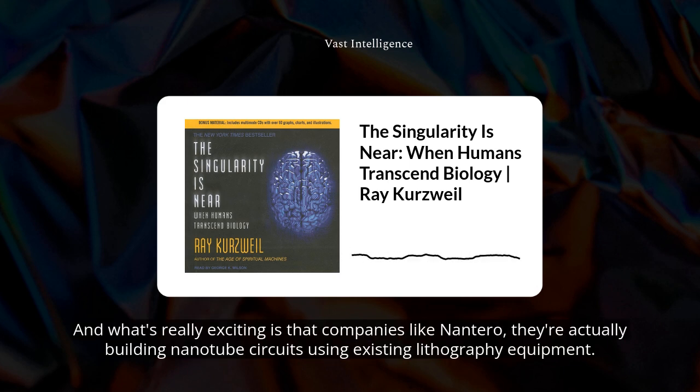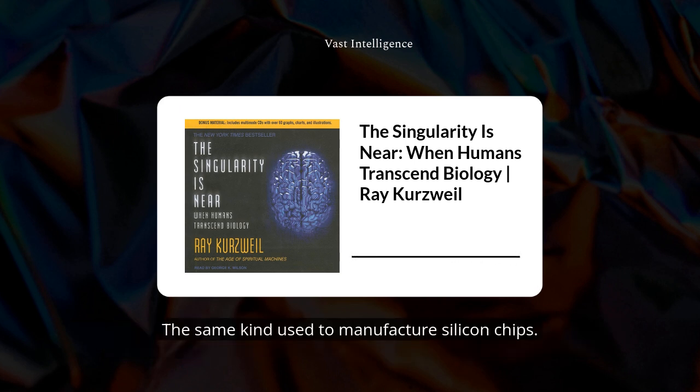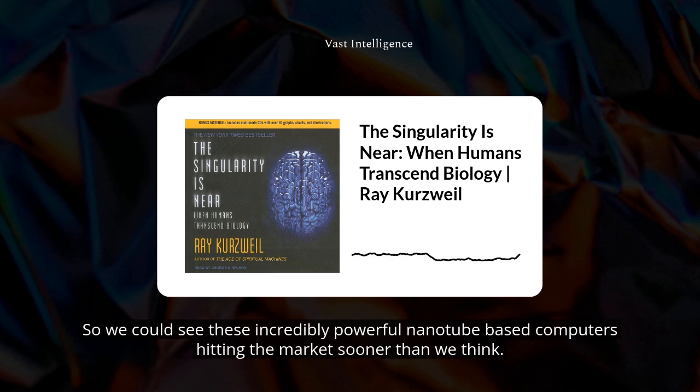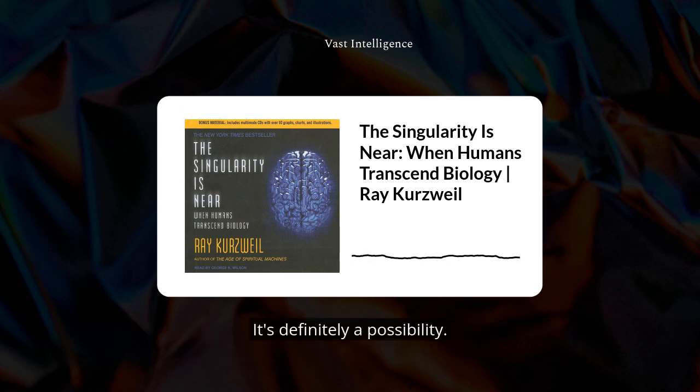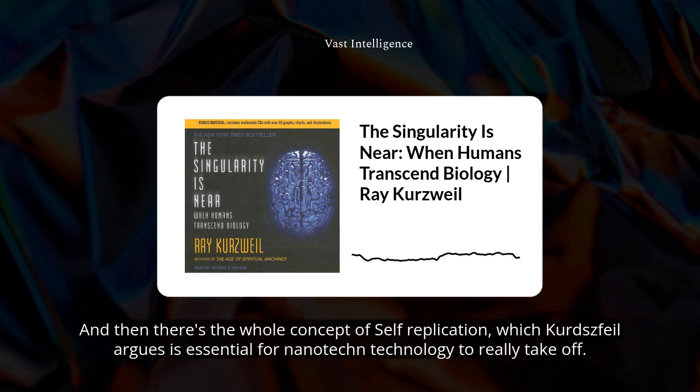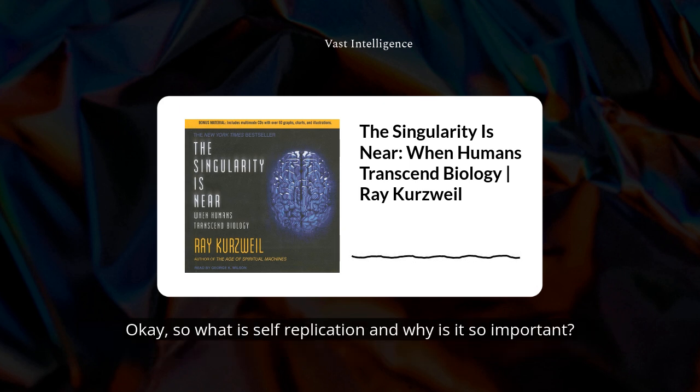That's right. And what's really exciting is that companies like Nantero are actually building nanotube circuits using existing lithography equipment, the same kind used to manufacture silicon chips. So we could see these incredibly powerful nanotube-based computers hitting the market sooner than we think. It's definitely a possibility. And then there's the whole concept of self-replication, which Kurzweil argues is essential for nanotechnology to really take off. So what is self-replication and why is it so important?